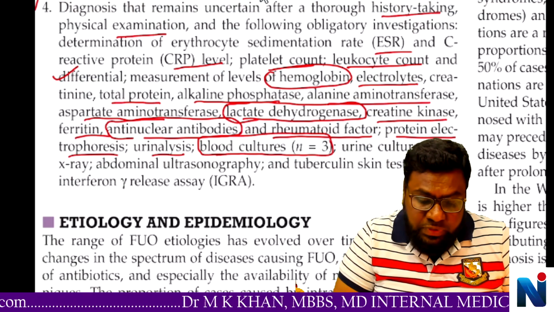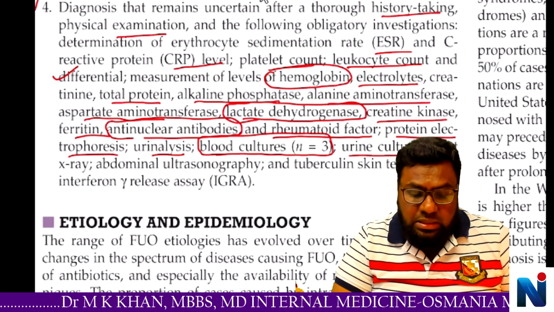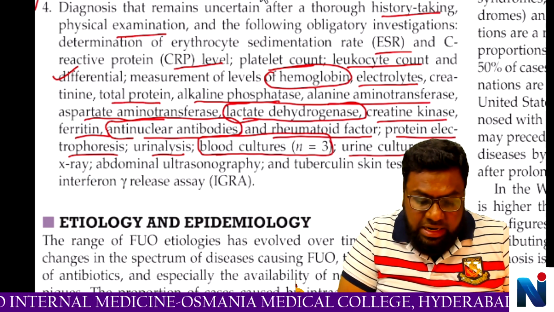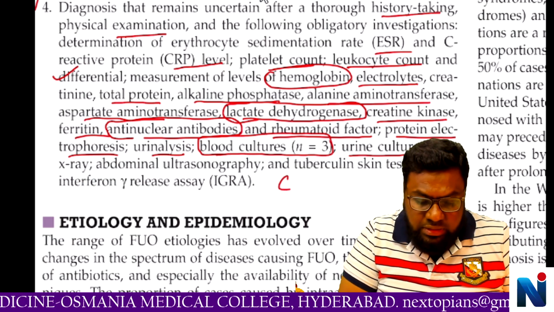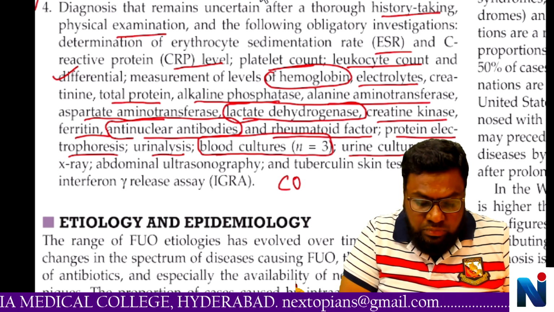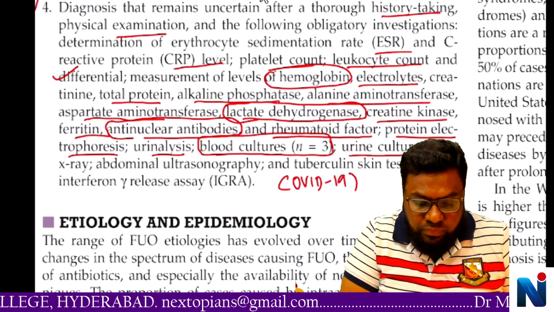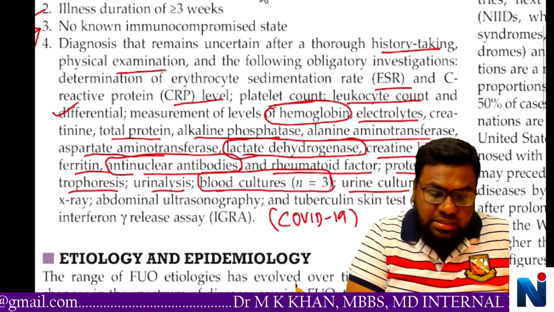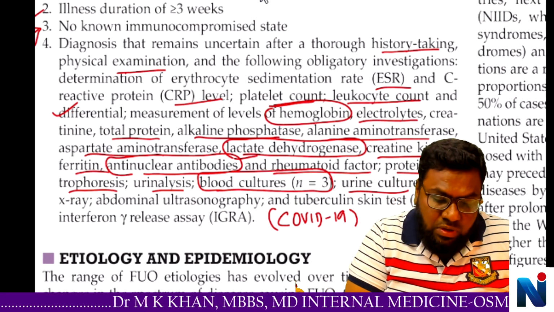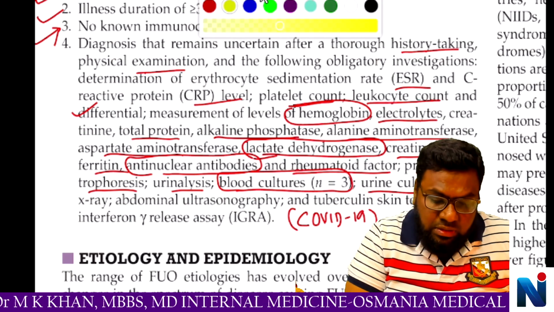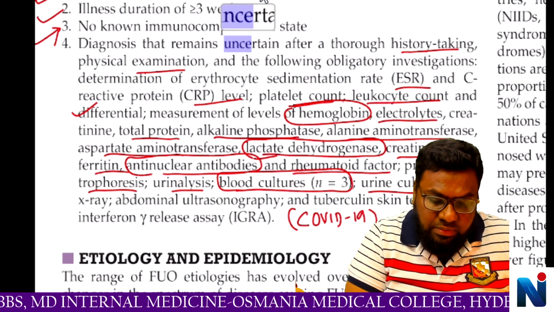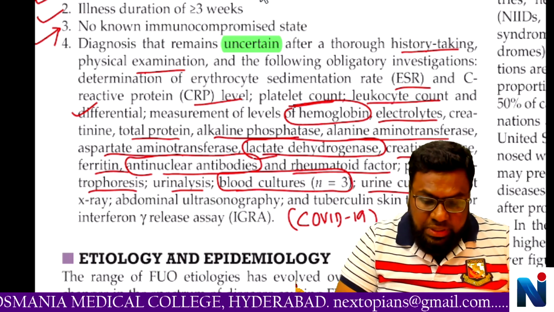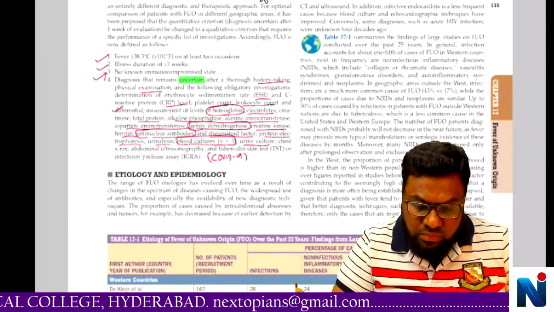Then urine culture, similarly we've got chest x-ray, ultrasound, tuberculin skin test, IGRA, and nowadays COVID, that is RT-PCR. All these tests should be done, and the diagnosis has remained uncertain. Please remember, after doing all this also, the diagnosis has remained uncertain. All right, this is Harrison's 20th edition we are following.